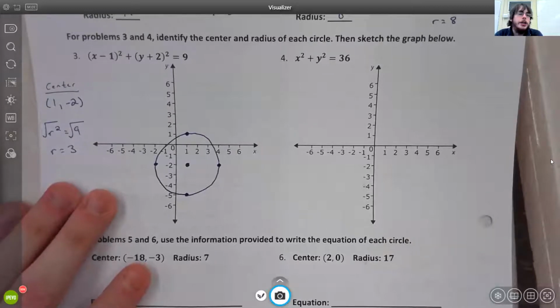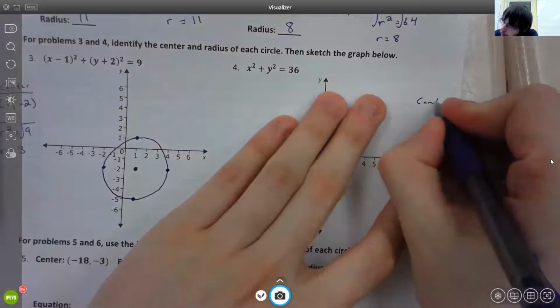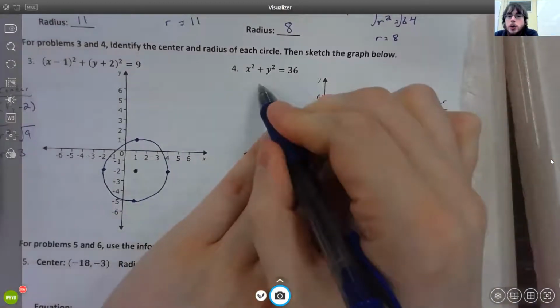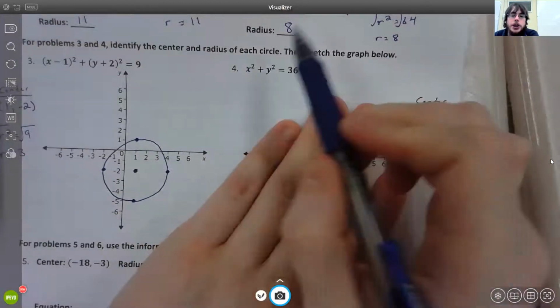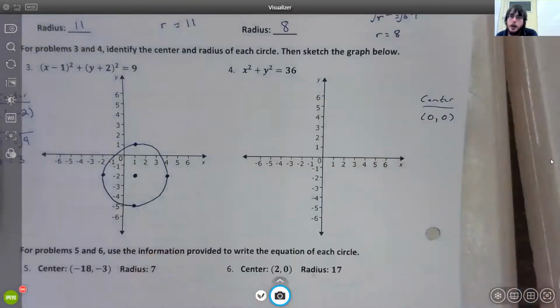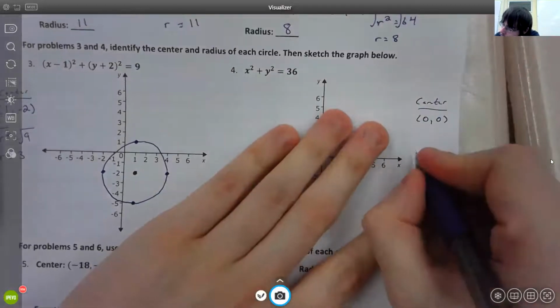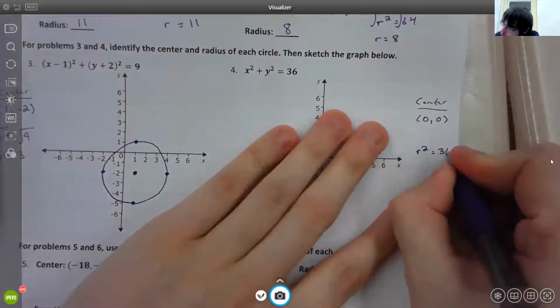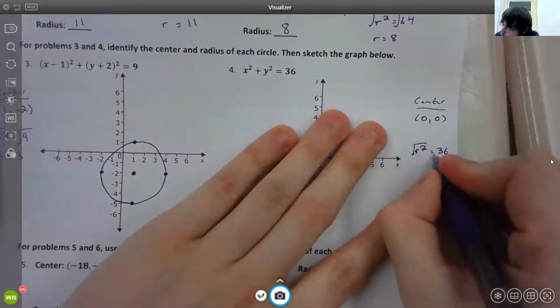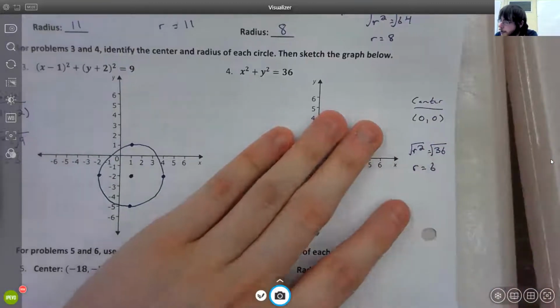All right, now let's look at number 4. What would be your center on number 4? Well, if we look here, we see there is nothing with either the x or the y. So that means there's zeros there. So our center is 0, 0. Then to find our radius, we know that r squared is 36. So we square root both sides and we get that r is equal to 6.